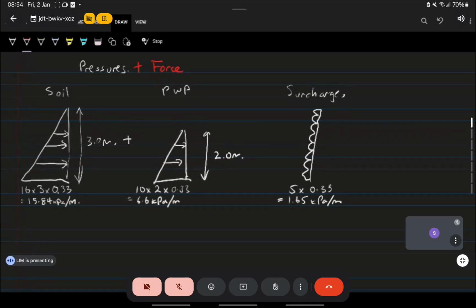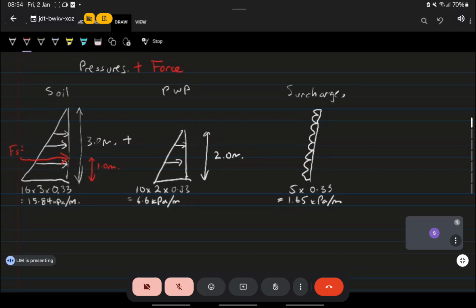Now, let's start with the soil. The soil is a triangular UDL. Triangular UDL, where is the resultant force? 1/3 from the bottom, right? Yes, 1/3. So 3 divided by 3 to get 1/3, so 1 meter. That's your resultant. And Fs, I'm going to call it Fs, resultant force of soil.